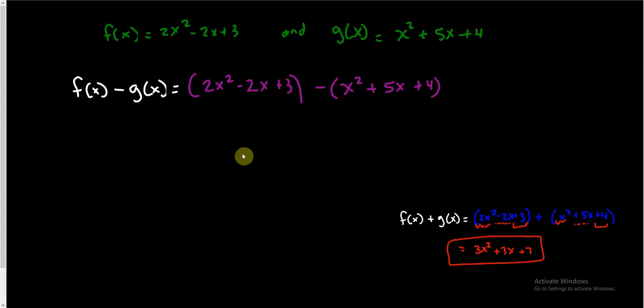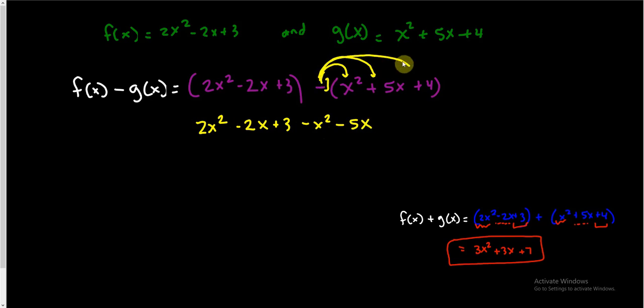I think this is not too difficult either. I just need to do what I've been doing throughout the course, and distribute this negative sign. So I'll bring down the first polynomial, not really messing with it besides dropping the parentheses. And we'll distribute this negative 1, so that becomes negative x squared, negative 5x, and negative 4. If I combine like terms, I should be finished.